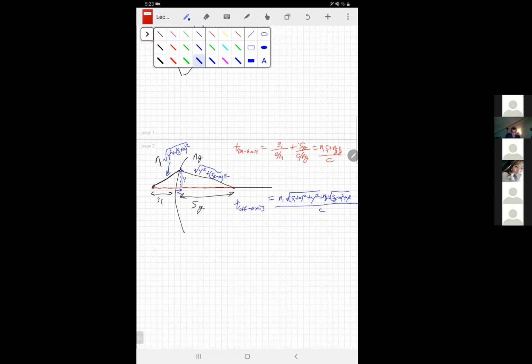Well, I'm going to get rid of the c's. They just cancel out. We equate these times. Cancel the c's. N1 S1 plus NG SG. And then I'm also going to take advantage of the fact that x is tiny.